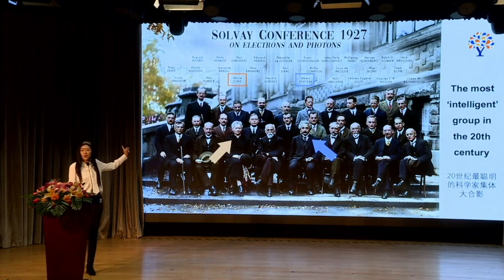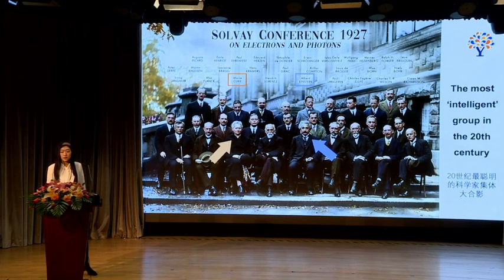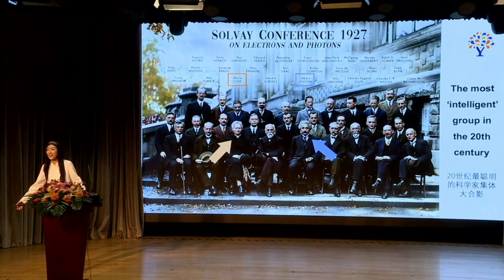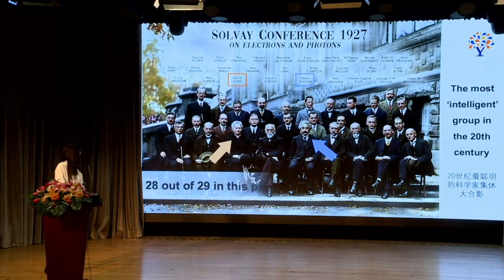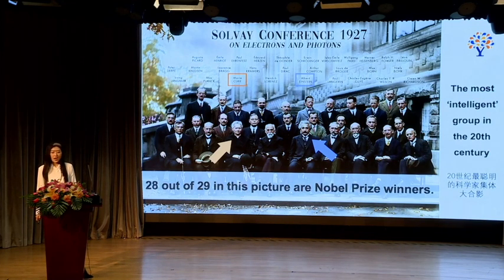Take a guess. There were 29 participants attending this Solvay conference. How many of them were nominated and won a Nobel Prize? All of them? How many? 29? Close. There were only 29 of them. So actually, 28 out of 29 people in this picture are Nobel Prize winners. Surprisingly, some of them even won twice.